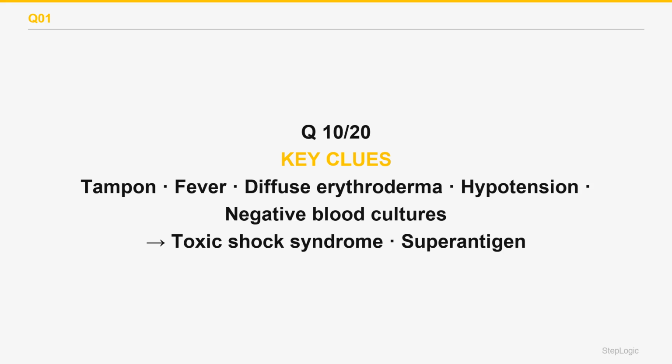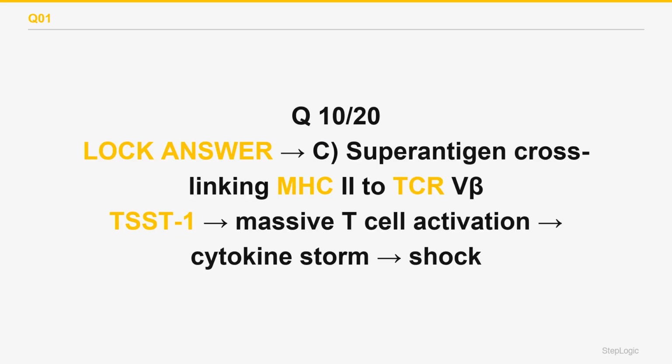Blood cultures are negative because bacteria are not in the blood, the toxin is. Choice E. Direct bacterial invasion would give positive blood cultures. Choice A. IgE on mast cells is anaphylaxis, requires prior sensitization, and causes urticaria, not diffuse erythroderma. The palms and soles involvement is classic for TSS and also for secondary syphilis.